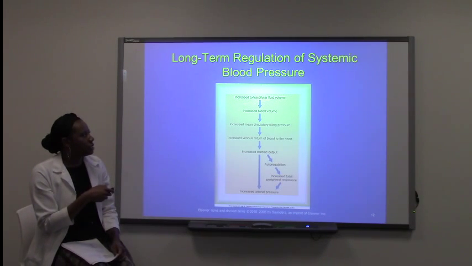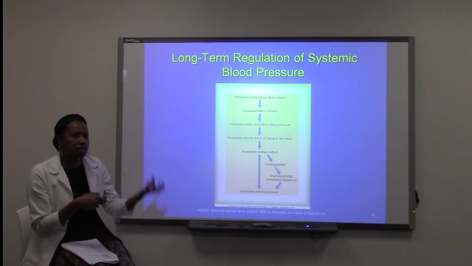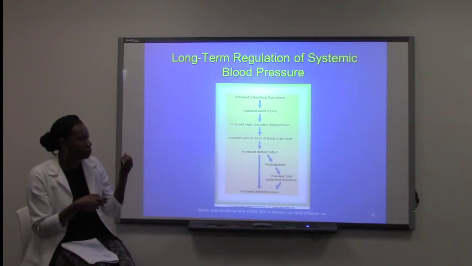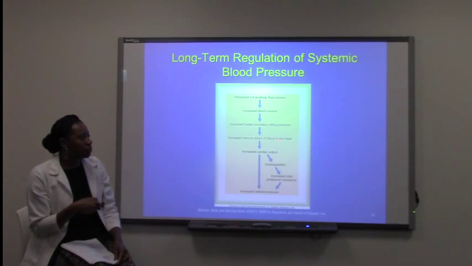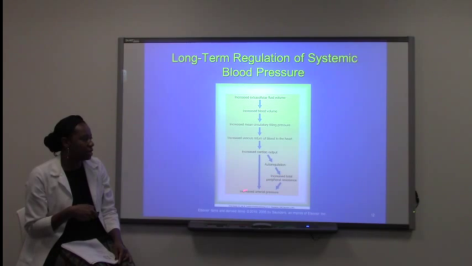So, increased fluid volume increases blood volume, which therefore increases the pressure in the vessel, okay, which we all know. Which will increase the venous return, increase cardiac output, and therefore increase arterial pressure, okay? So that's just giving you a flow chart of how that works.